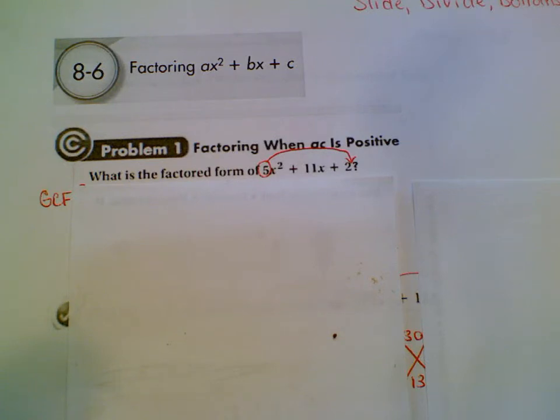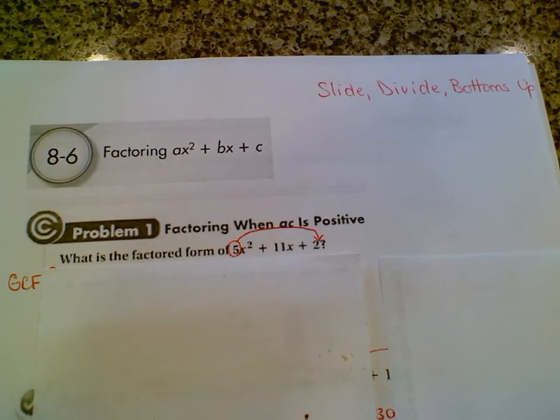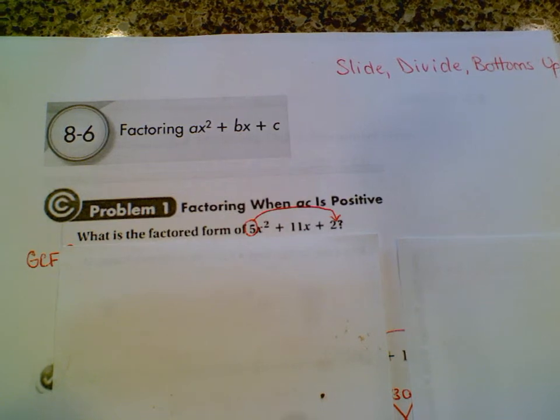Okay, so we've been working on factoring and you've been doing the slide and divide, and now we're going to do all three parts together. So if you remember, we're going to be doing slide, divide, and bottoms up. So we're going to do all three parts today. So the first thing always is looking for that greatest common factor.